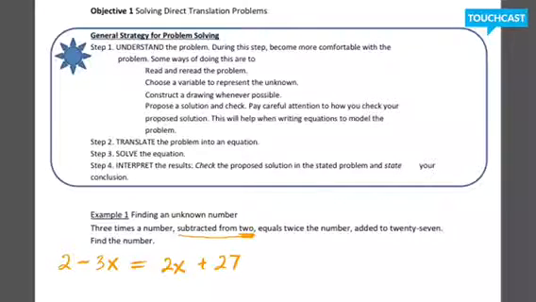Now look at the equation as I read the words one more time. We've got 3 times a number subtracted from 2, so that's 2 minus 3x, equals twice the number, 2 times x, added to 27, plus 27. And here's our equation. And now we're going to find the number.